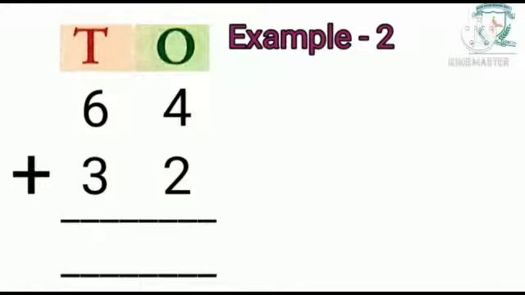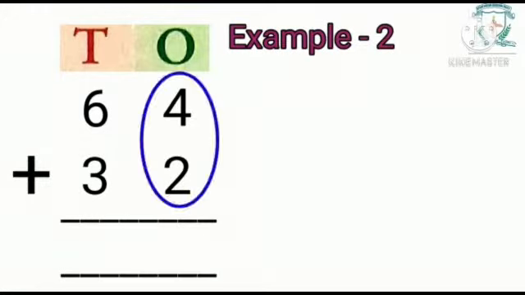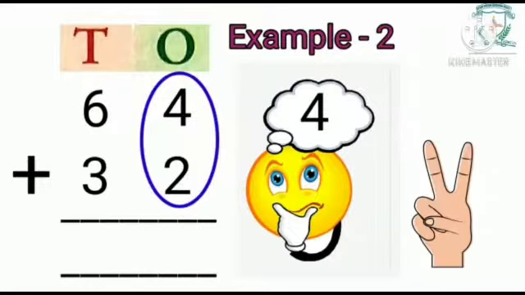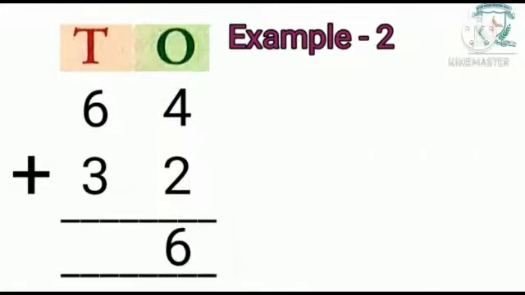In the next example, we shall add 64 and 32. We first add the digits in the ones place. We add as 4 in the mind and 2 fingers up. After 4 comes 5, 6. Write 6 in the ones place.